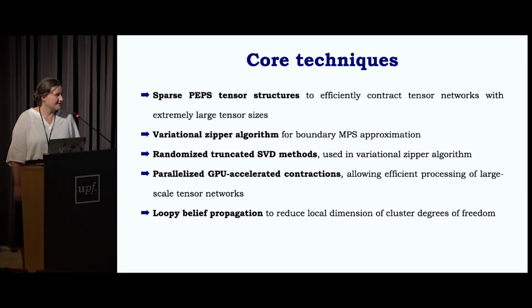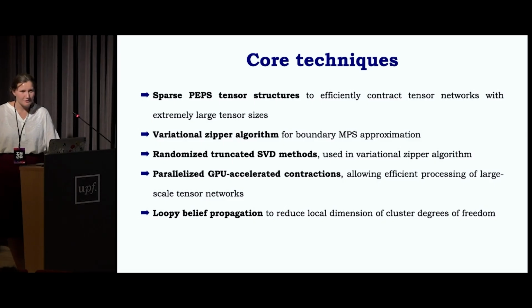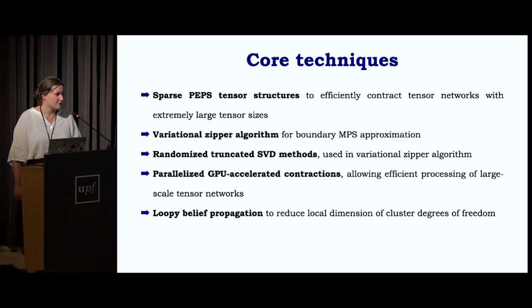So what makes it work? What are the key methodologies of our algorithm? This is a more technical slide. We use sparse PEPS tensor structures to efficiently contract tensor networks with those extremely large tensor sizes. As I said, in the Pegasus graph, we have 24 spins per unit cell. So the tensor sizes needed to encode these problems are up to 2 to the power 18. It's impossible to store them in the memory. It's impossible to perform calculations with such huge objects.